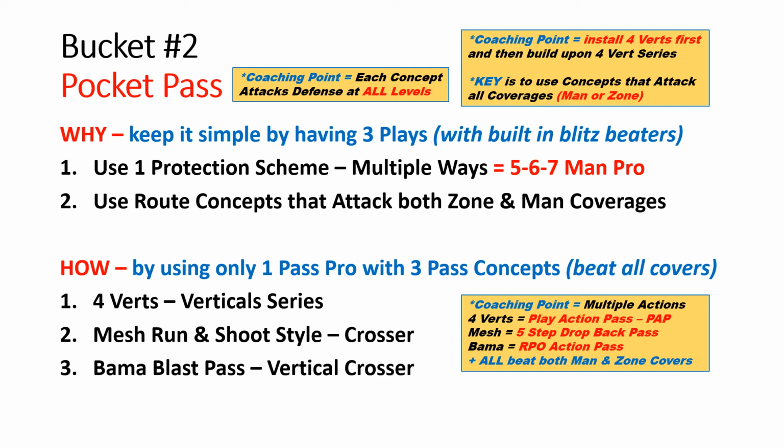Last one then is a Bama blast. This is from University of Alabama, where you combine the vertical component with a double post, but then we do a high mesh crosser. So we're combining the 2, and this becomes really an RPO play action pass. Neat thing again, they all beat both man and zone covers, and we can use multiple protections, but they have multiple ways, again, to attack the defense both vertically and horizontally.